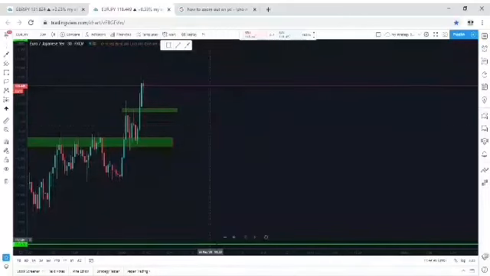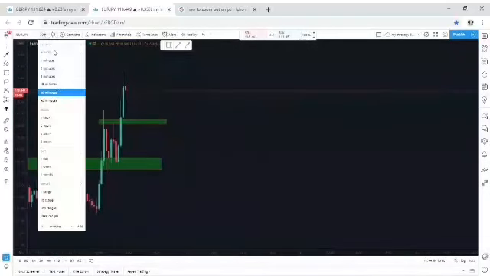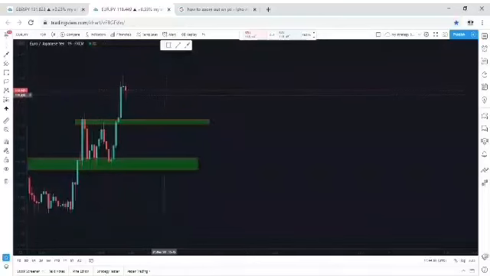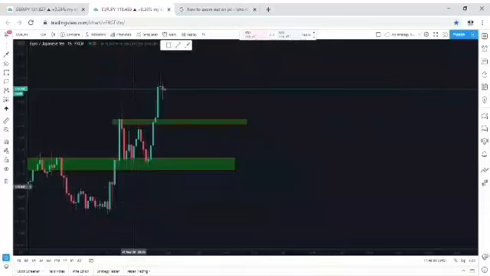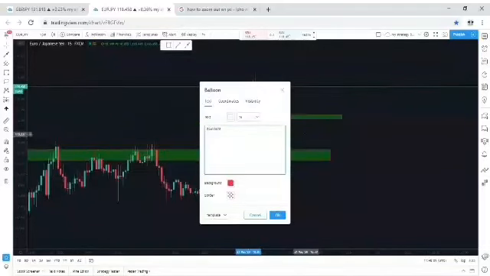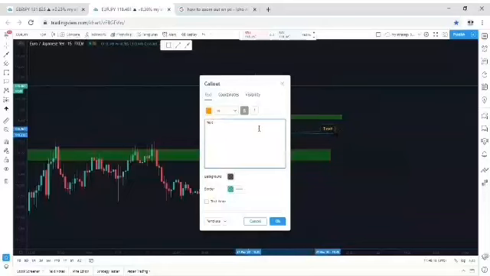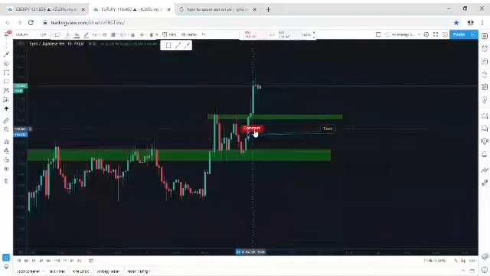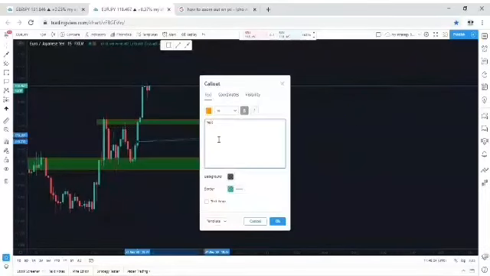So this trade was very simple. We didn't even do much before we figured out this trade. I think we took it on 15 minutes. The first thing I noticed was this bullish momentum.